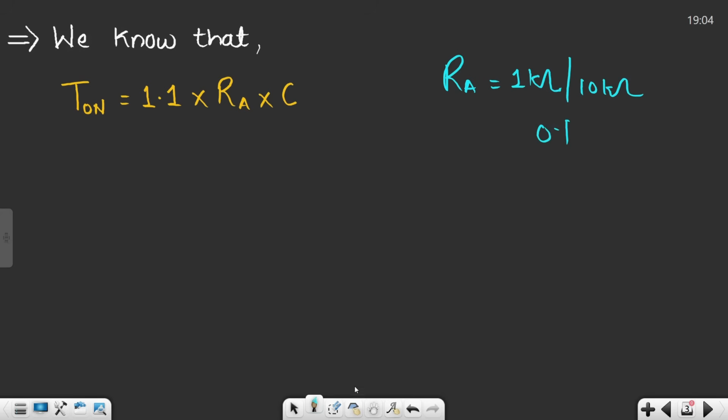We don't know what value we should select, because there are different designers out there in the market, and they will select different values of this RA. So what value should we go with? Well, for that you need to refer to this particular graph.